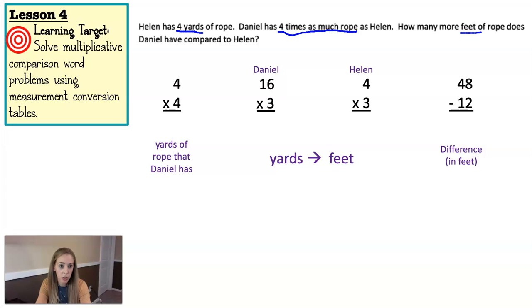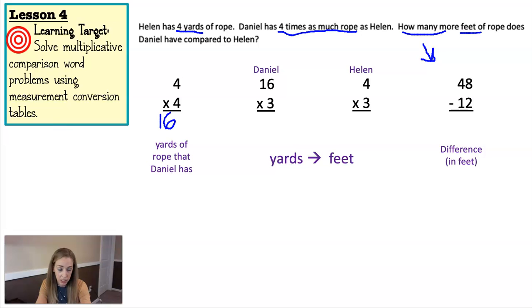So we know with how many more we're going to end with a subtraction problem, and we need our answer to be in feet. So to get there, we have to start with the information they gave us. So Helen has 4 yards, and Daniel has 4 times as much. So 4 times 4 is 16. So this is the number of yards of rope that Daniel has.